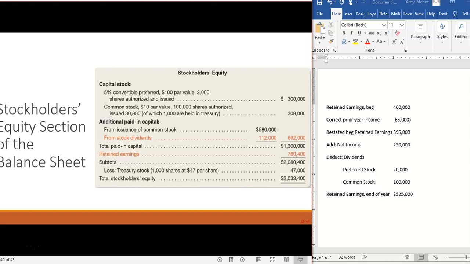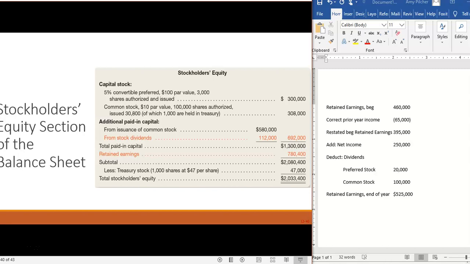We've already talked a little bit about the stockholders' equity section of the balance sheet. We've prepared stockholders' equity sections of the balance sheet. I'm just going to talk a little bit about some of these areas. So we can see that we have a 5% preferred stock. Now, when it says convertible preferred, that means that those preferred stockholders have the option to convert from preferred stock to common stock. We also have our common stock and we have additional paid-in capital. We see that we have an increase in our additional paid-in capital this year from stock dividends.